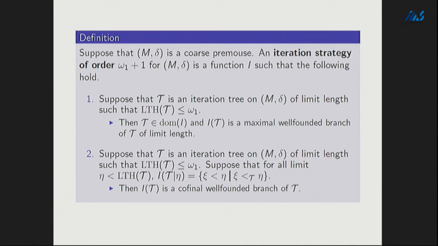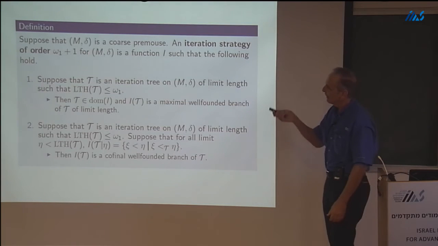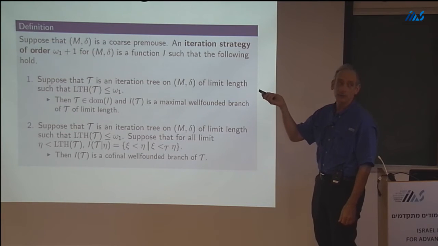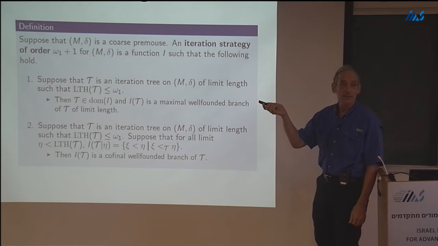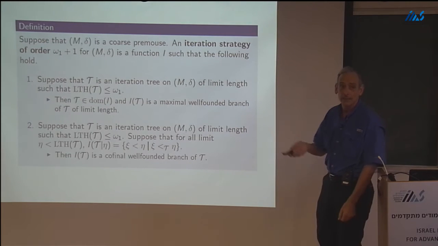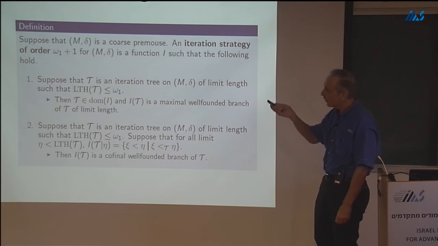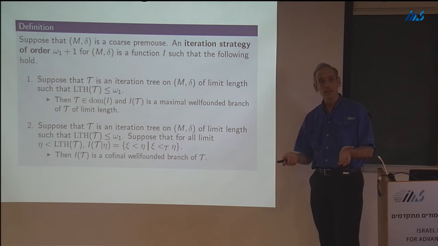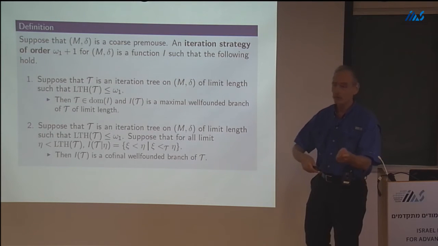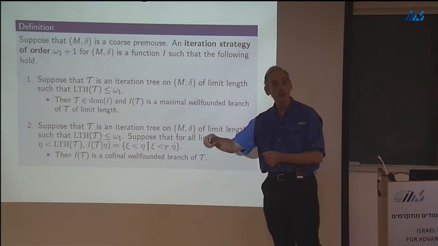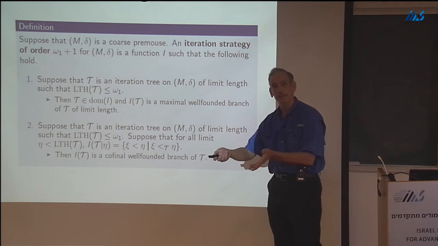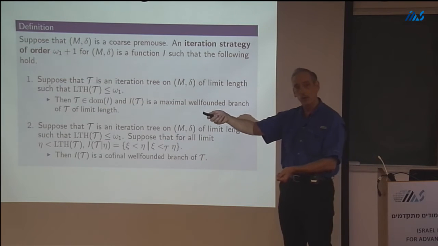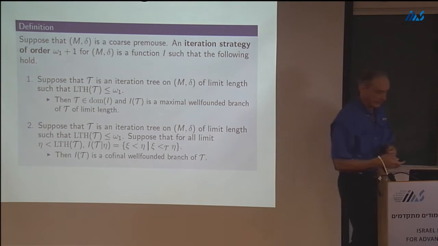Basically you can think of it as if you want to iterate M delta and you're not quite sure what to do at limit stages, you're nervous which branch you're going to pick. You might get into trouble. So you consult the oracle I and it hands you a branch. And that branch is well-founded. And then you can just keep going however you want, choosing whatever extender subject to the rules of the tree. Then you get to the next limit stage. You're nervous, you consult the oracle, and it gives you a cofinal well-founded branch, and so forth.